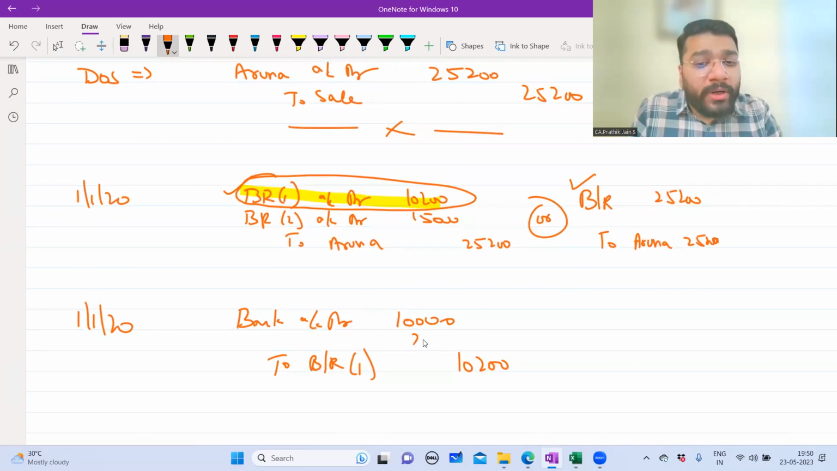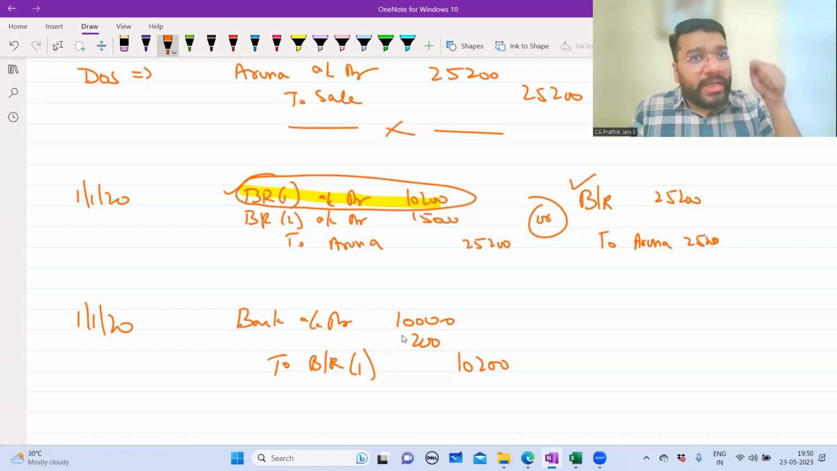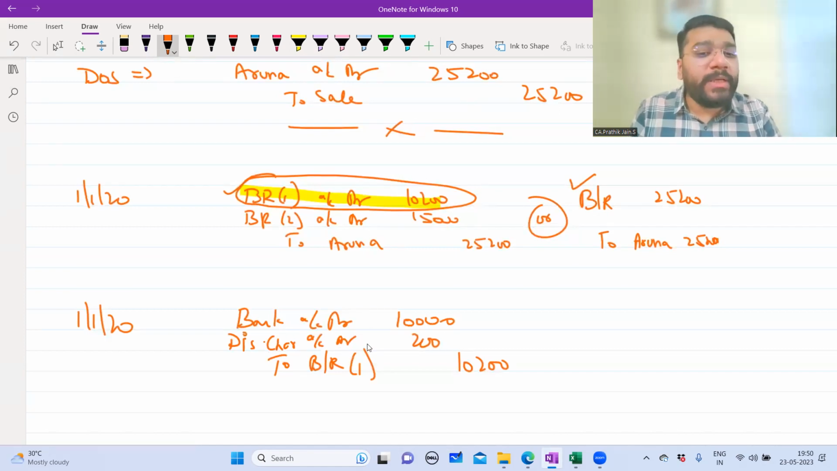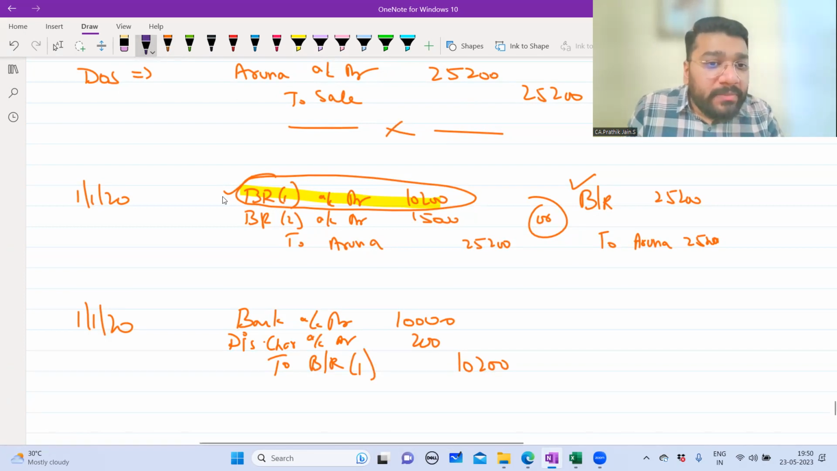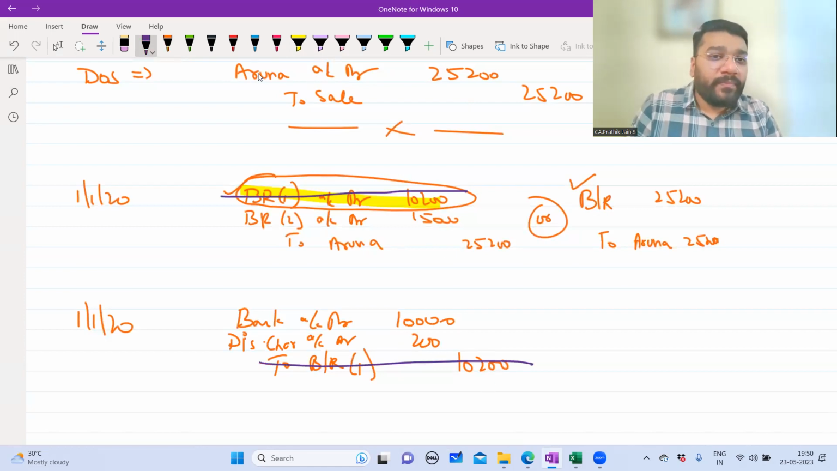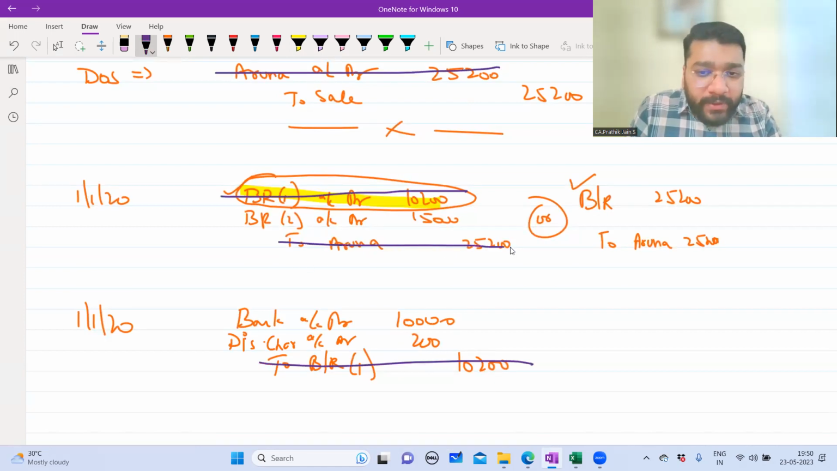What happened to the balance 200? It is your loss, the discounting charge. All expenses and losses, discounting charges account, debit. So bank account debit, discounting charges account debit, to bills receivable 10,200. Now what is happening? Bills receivable 1 is knocked off, Aruna 25,200 is knocked off.